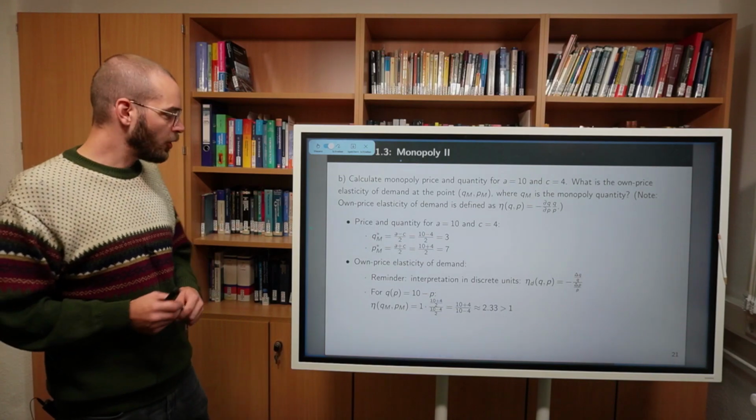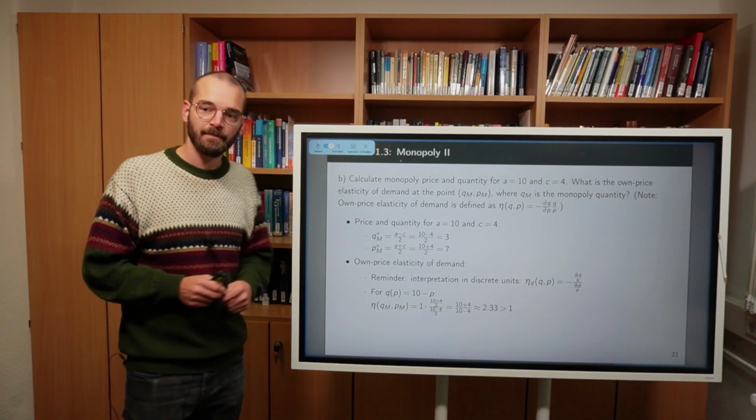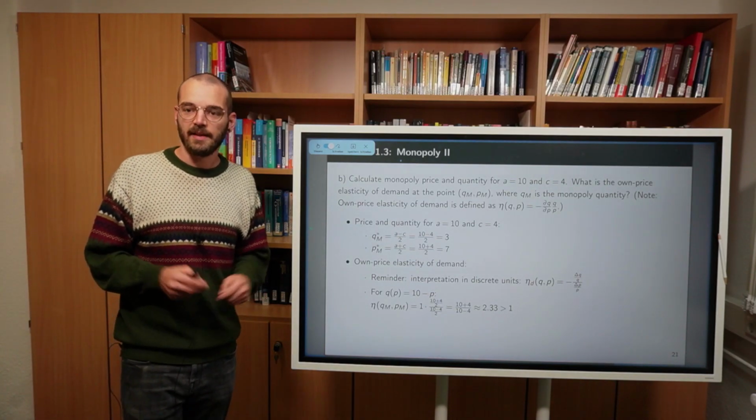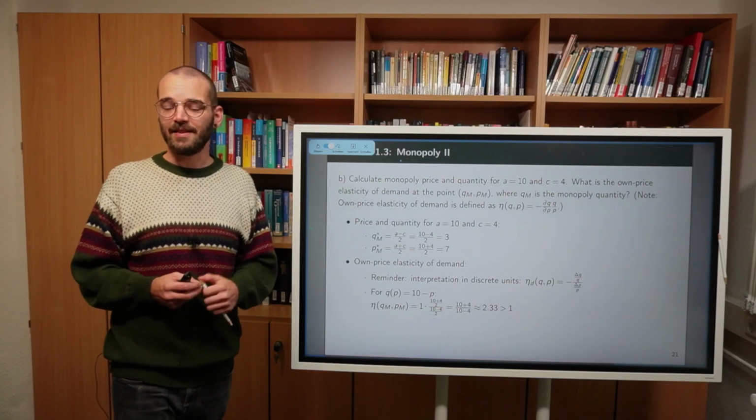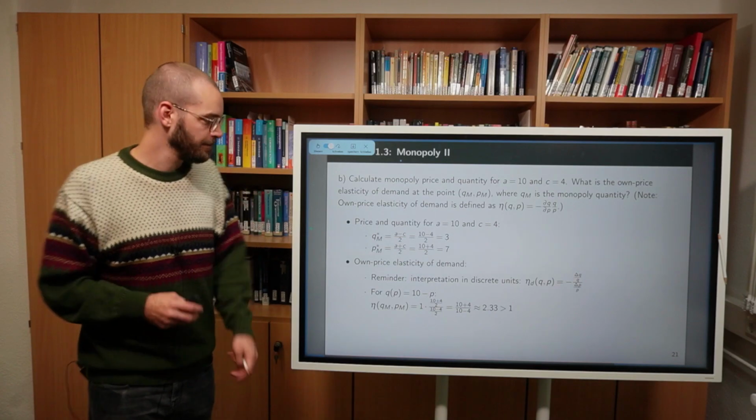Now onto the own price elasticity of demand. Let's start with a quick reminder and try to remind ourselves of what the own price elasticity of demand actually means.